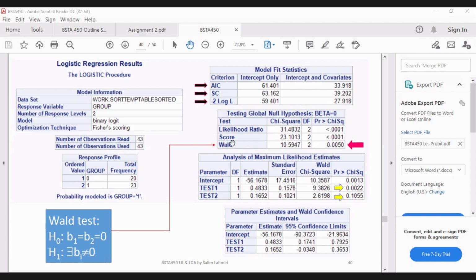So look at Wald. If the Wald p-value is less than 5%, then reject the null hypothesis that all coefficients are equal to 0, so the model is not good. Reject the null hypothesis that the model is not significant, and accept the alternative that the model is significant, because at least one of the coefficients is statistically different from 0. Okay? Okay, thank you so much. Thank you.